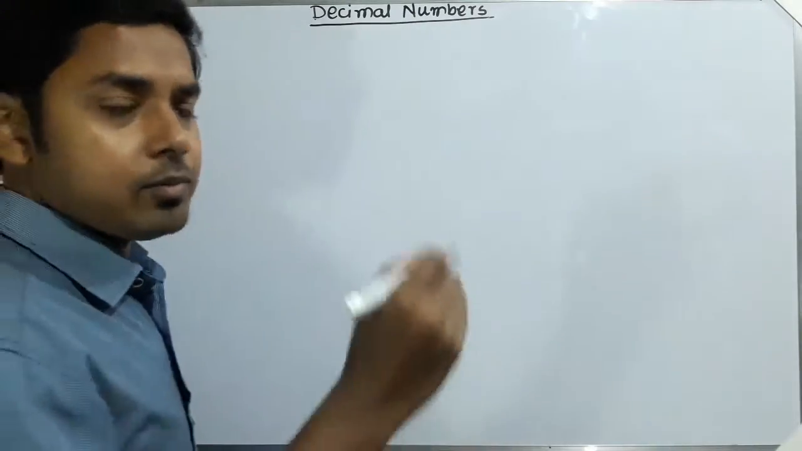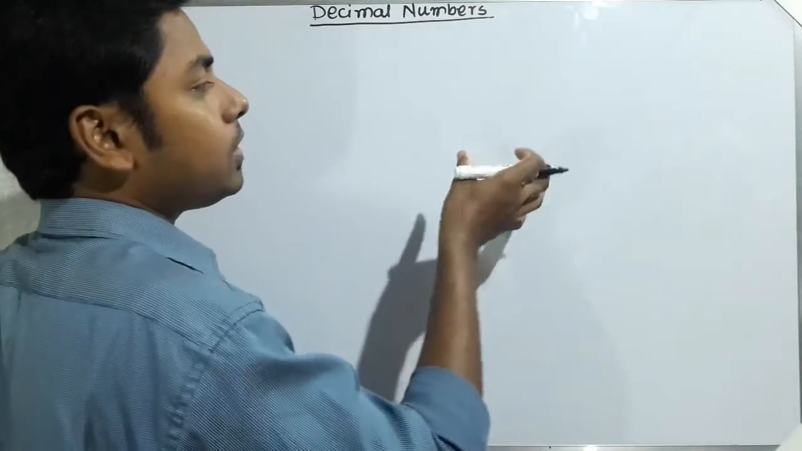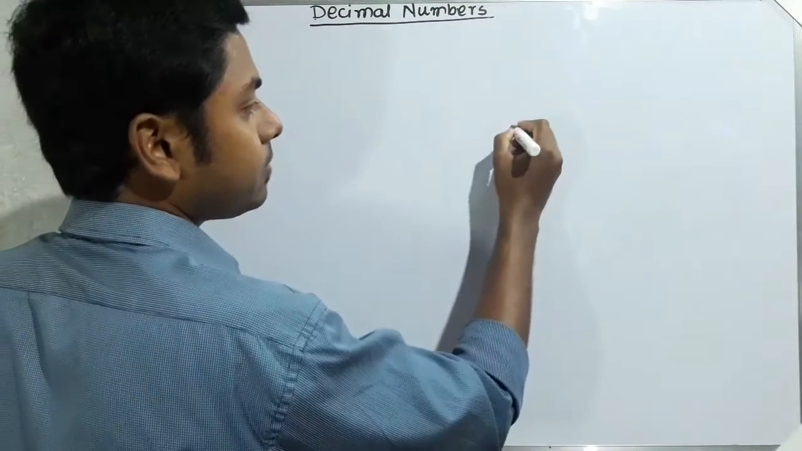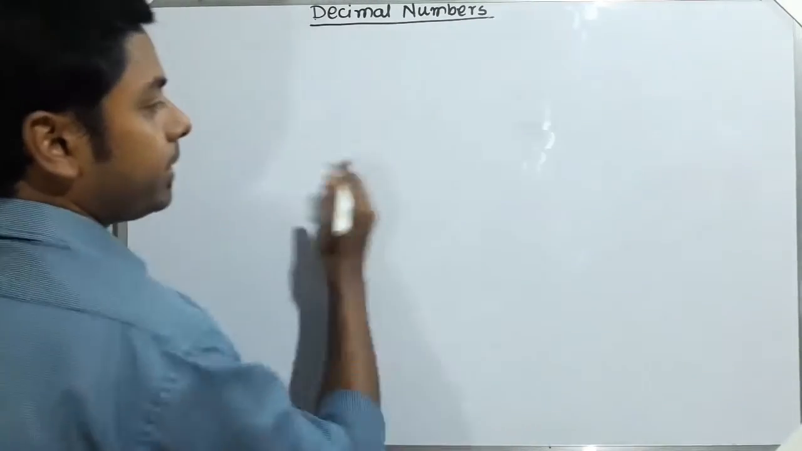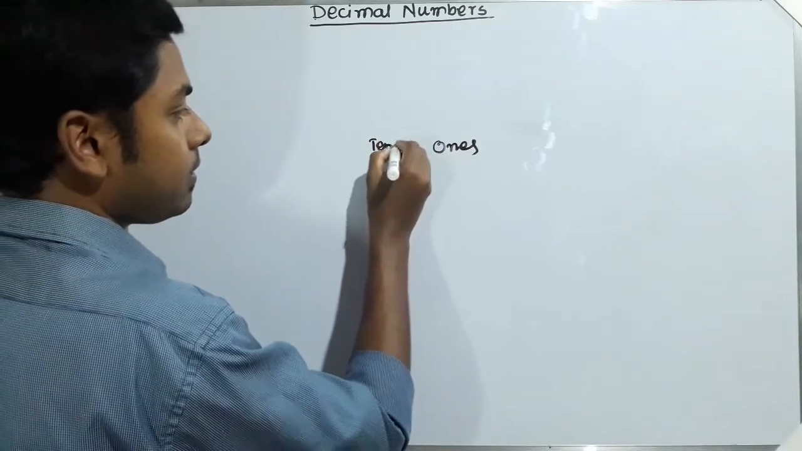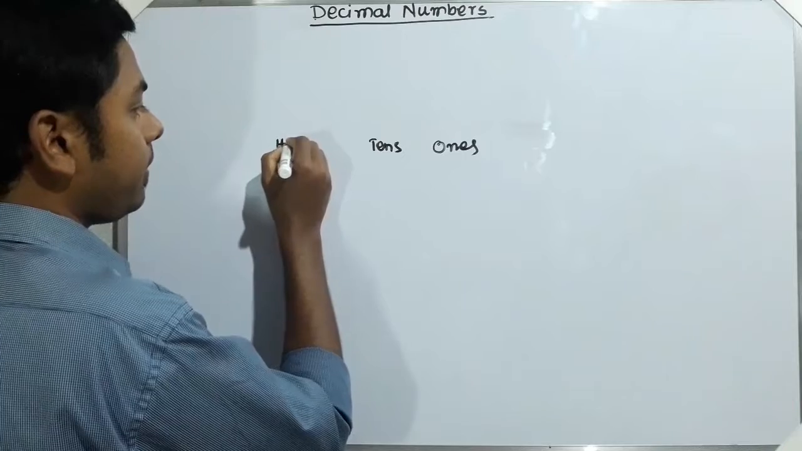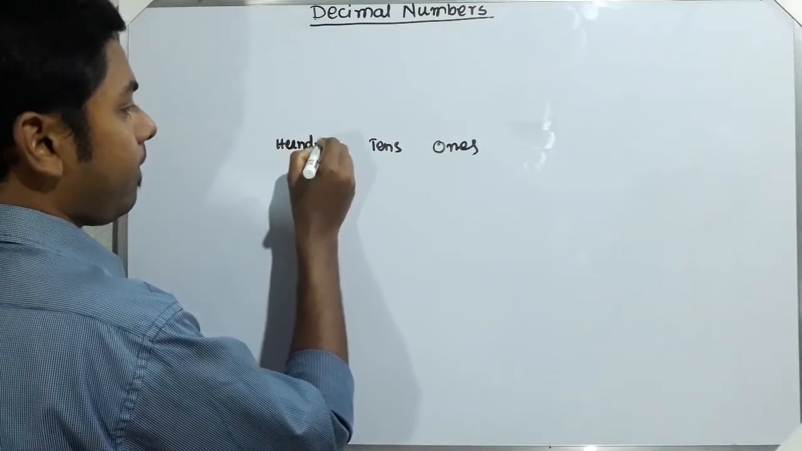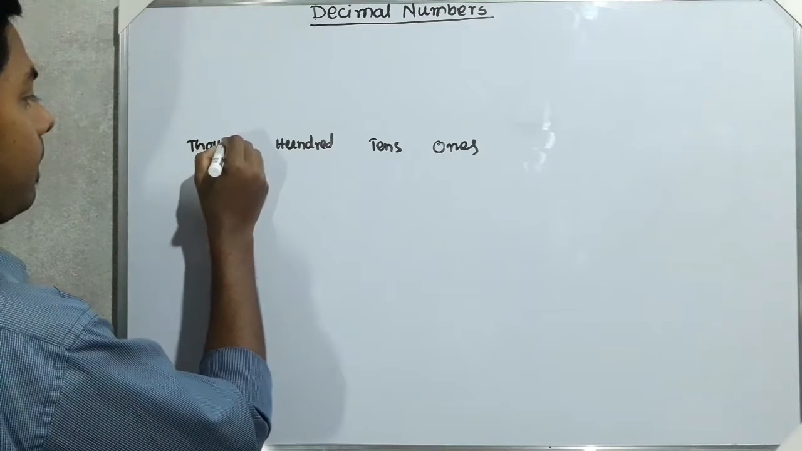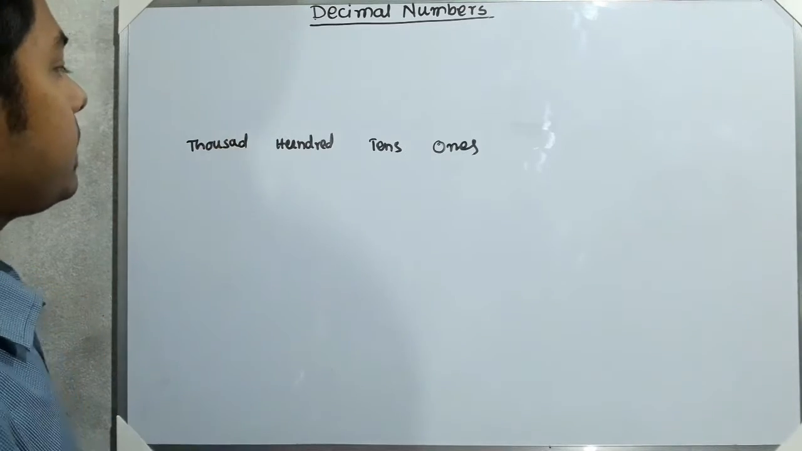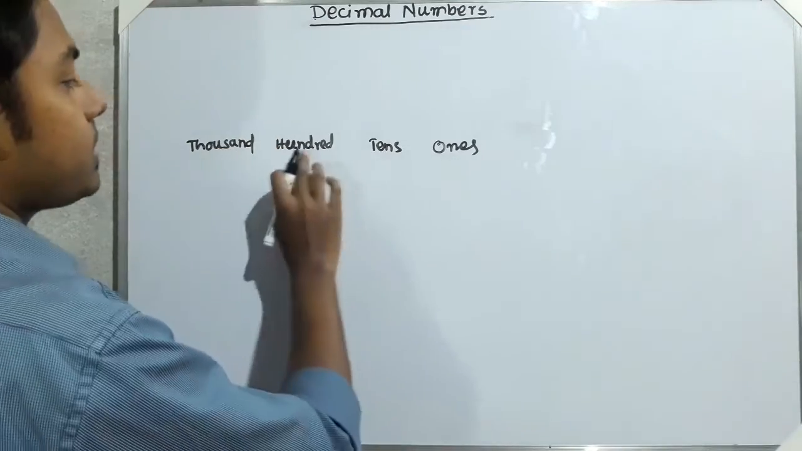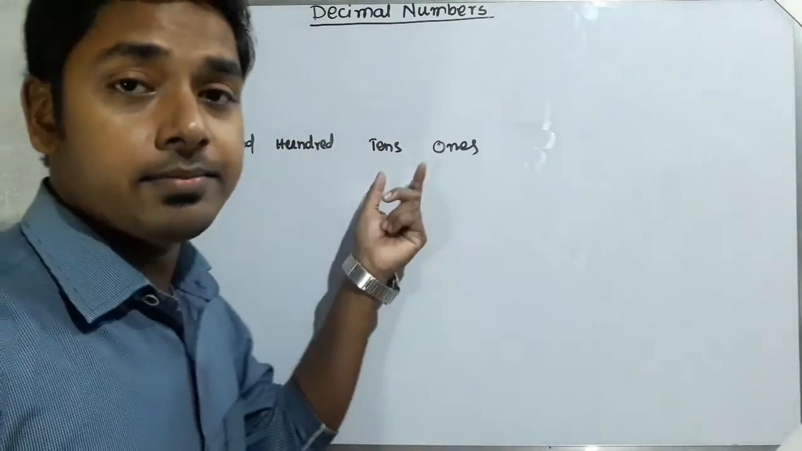So generally, what is the structure of the non-decimal number? First of all, imagine it. Suppose I'm writing here: ones, tens, hundred, thousand, and it goes on like this.